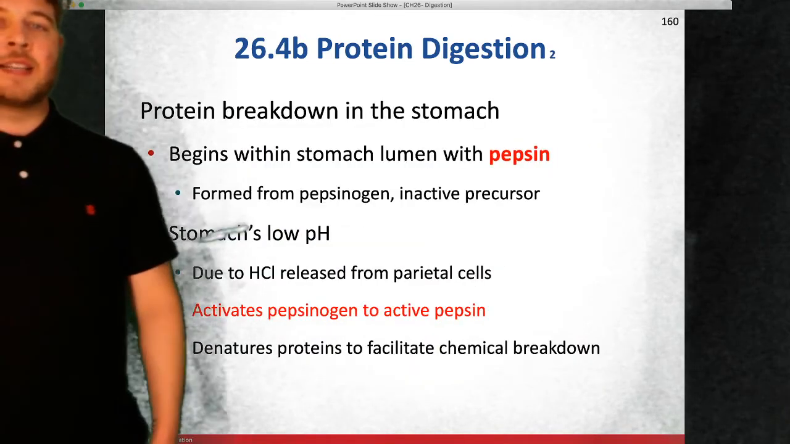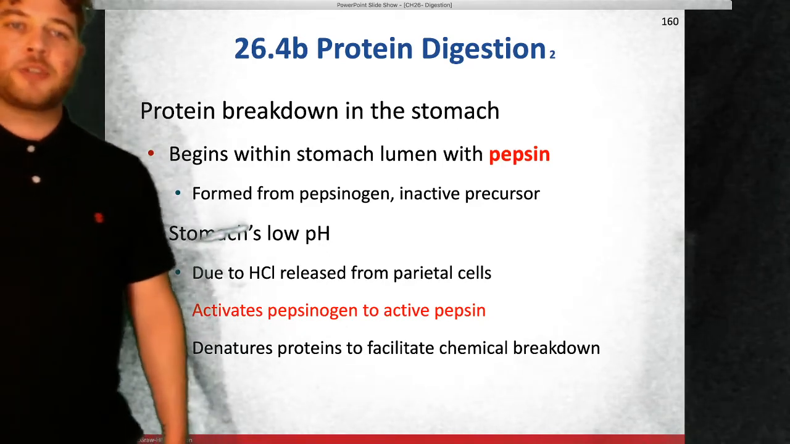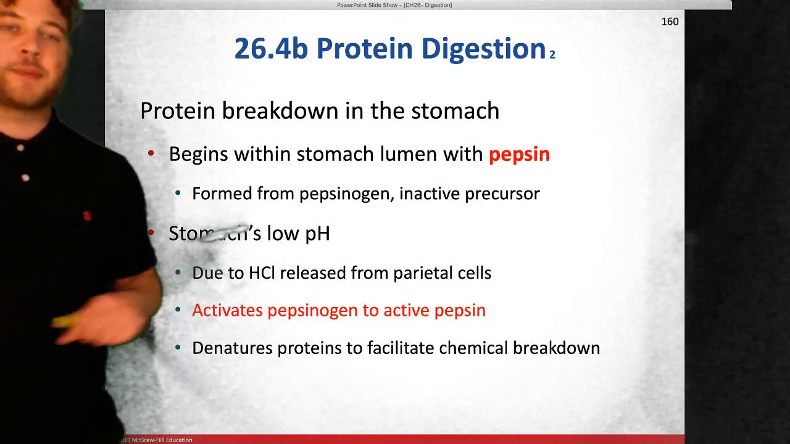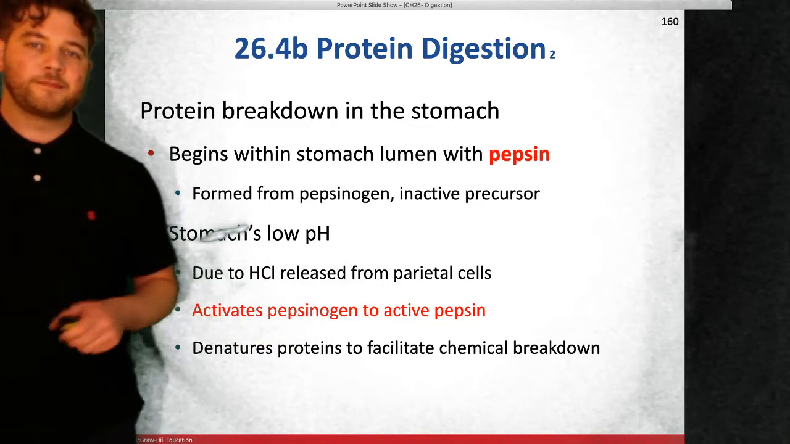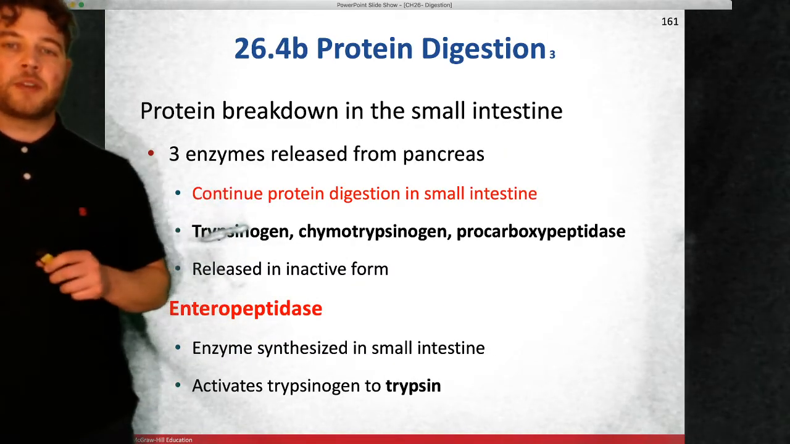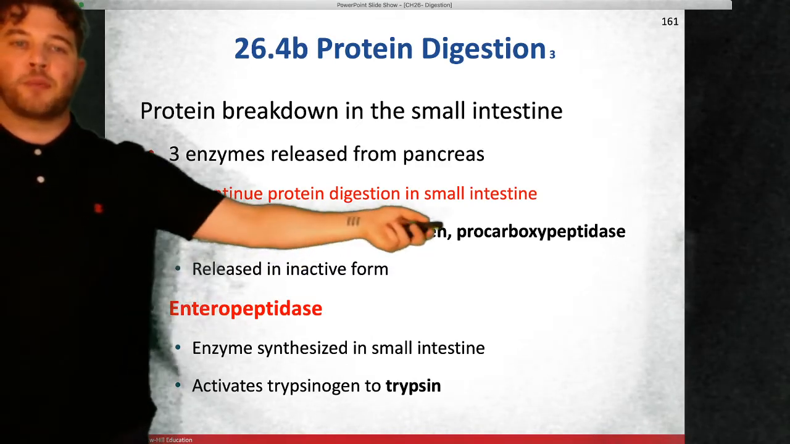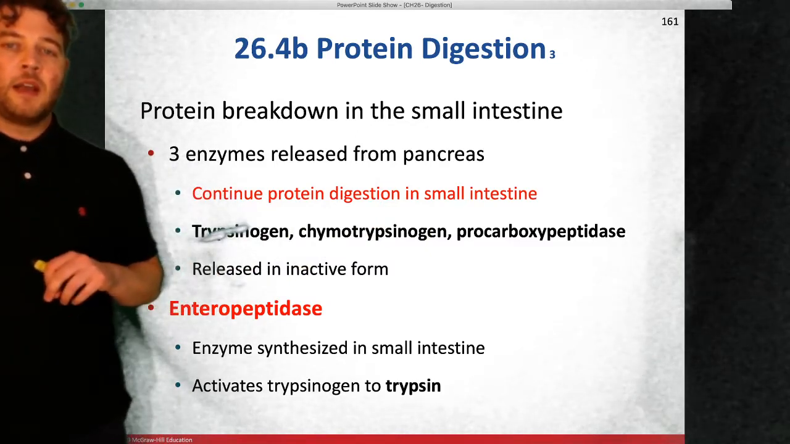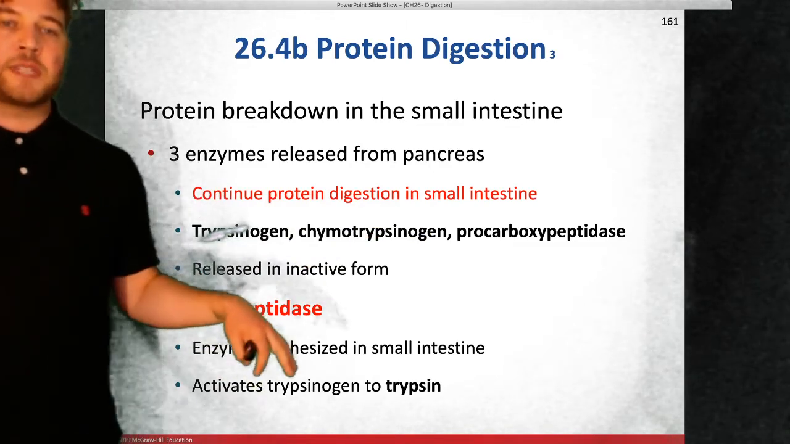It begins in the stomach with pepsin formed from pepsinogen. The stomach's low pH due to HCl from the parietal cells activates pepsinogen to pepsin, which denatures proteins to facilitate the chemical breakdown. Further into the small intestine, there are 3 enzymes released from the pancreas that continue protein digestion: trypsinogen, chymotrypsinogen, and procarboxypeptidase. All of them are released in their inactive form, as well as enteropeptidase released in the small intestine, which activates trypsinogen into trypsin.